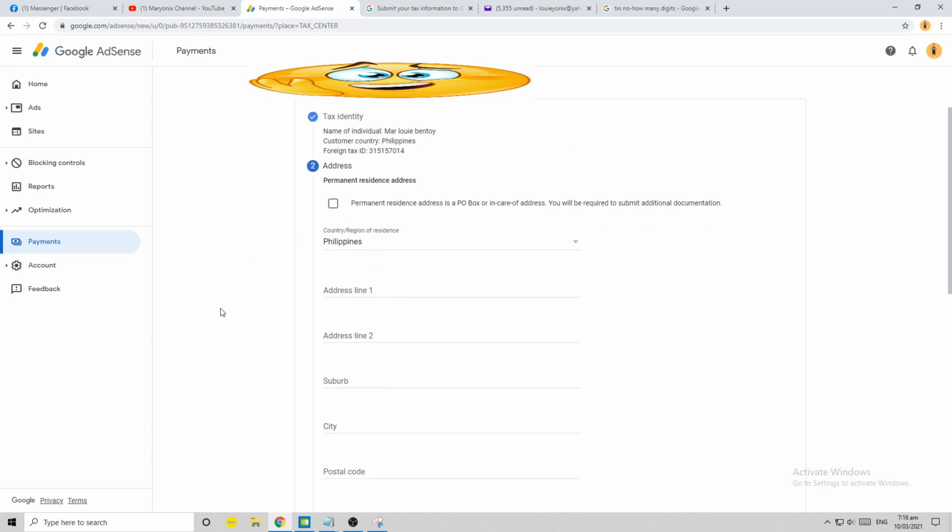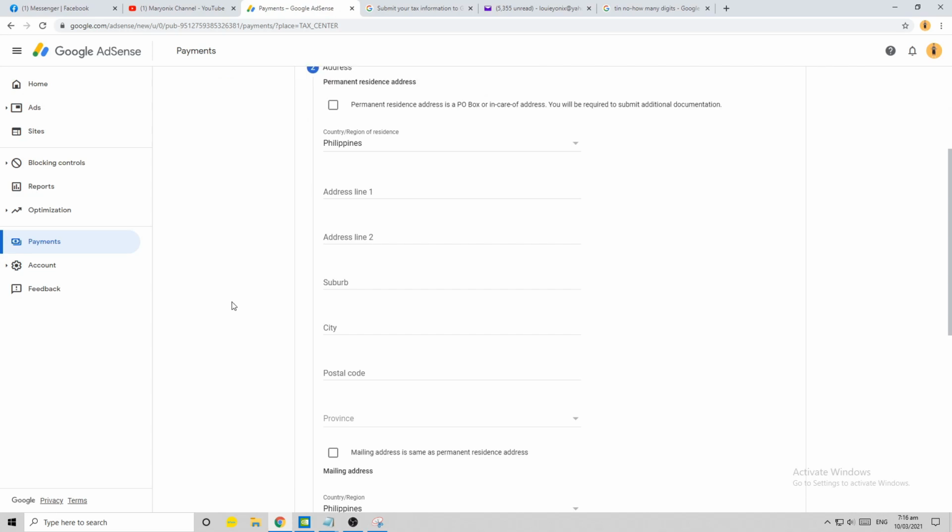That's pretty much it. Now, if you don't have a TIN number, if you're underage, you can just put in probably your brother's. Basta, someone who has a TIN number can provide it, just to make sure we comply with YouTube's regulation now. All creators must submit proof of tax information. If the permanent residence address is a PO box or in care of, you will be required to submit additional documentation. My address is not a PO box, so I'm just going to put it in here.